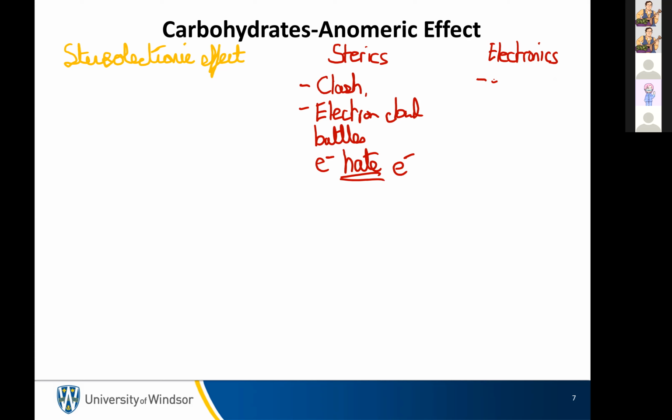This is electron density in a bond on an atom.